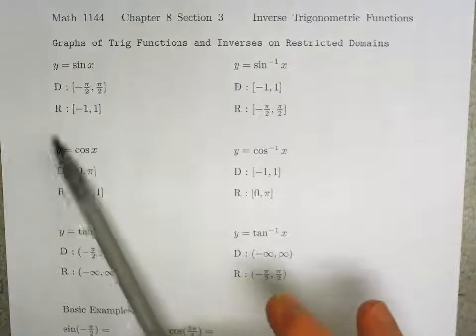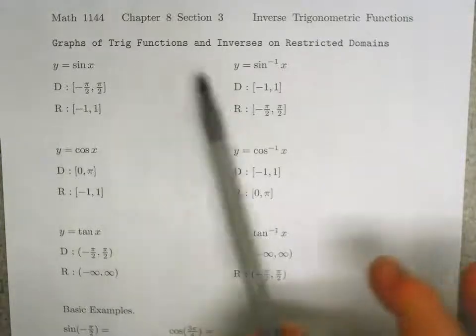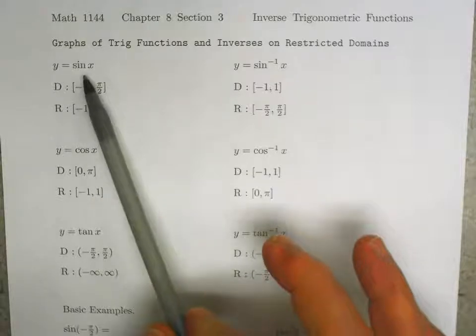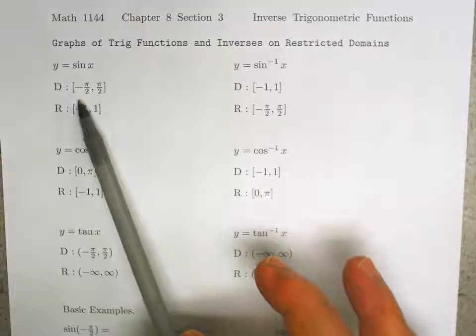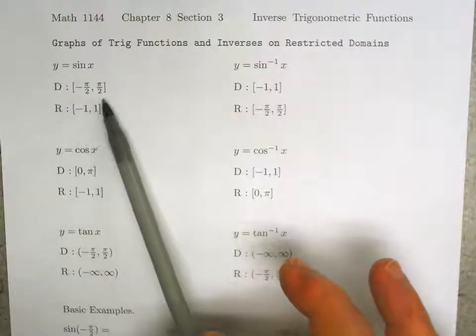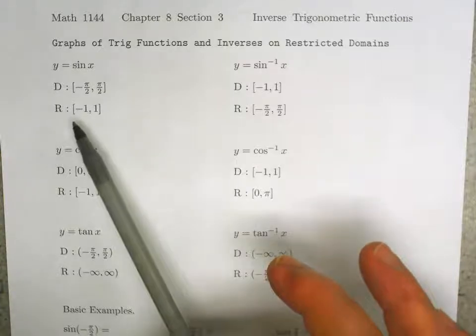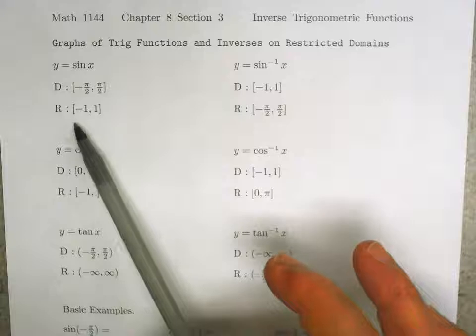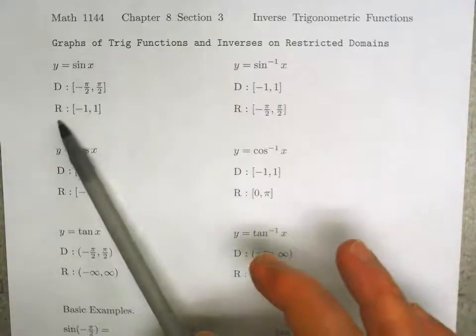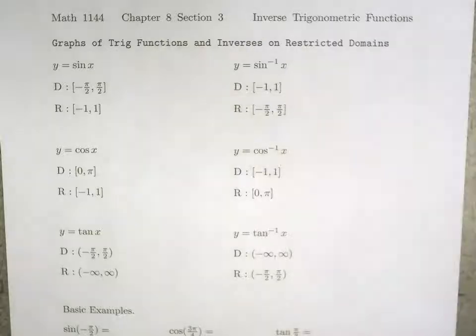So on the top left, y equals sine of x, we're going to restrict the domain of sine of x to the interval from negative pi over 2 to pi over 2. And the range of y equals sine of x on that restricted domain is from -1 to 1. This is the same range for y equals sine of x on its full domain.